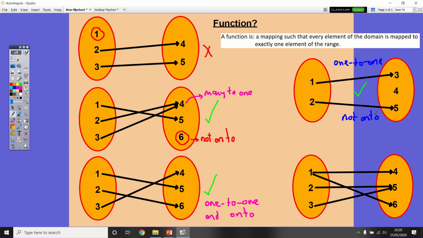Okay, another word for onto is surjective. And another word for 1 to 1 is injective. Okay, that's something that you come across in your first year at uni. Okay, final one, have a think. Is this a function or not? Look at the definition if you're not sure.